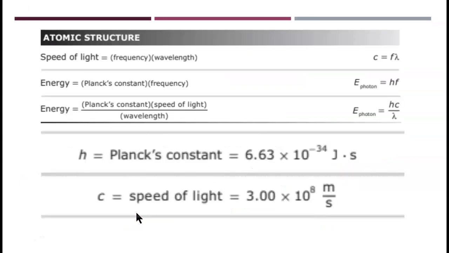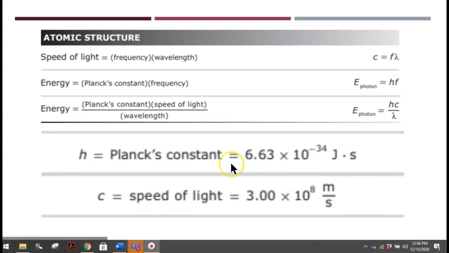One problem that I'm going to go over really quickly is you need to remember the speed of light, Planck's constant, and the energy. These 3 equations will be given to you on your test. C is the speed of light, which is 3.0 times 10 to the 8 meters per second. And H is 6.63 times 10 to the negative 34 joules times second. Those constants will be given to you.